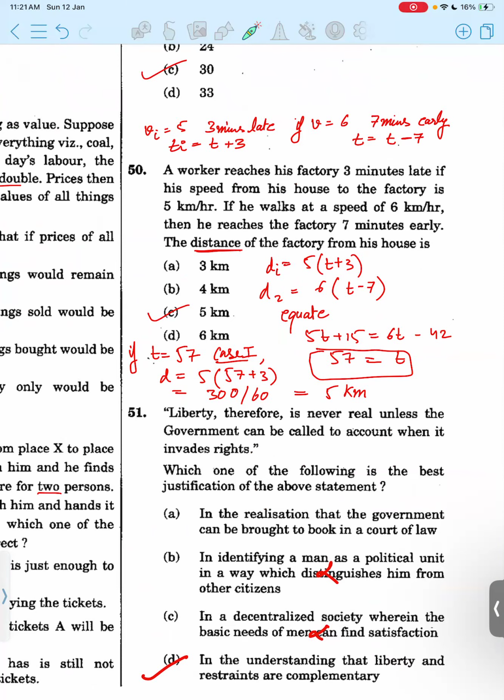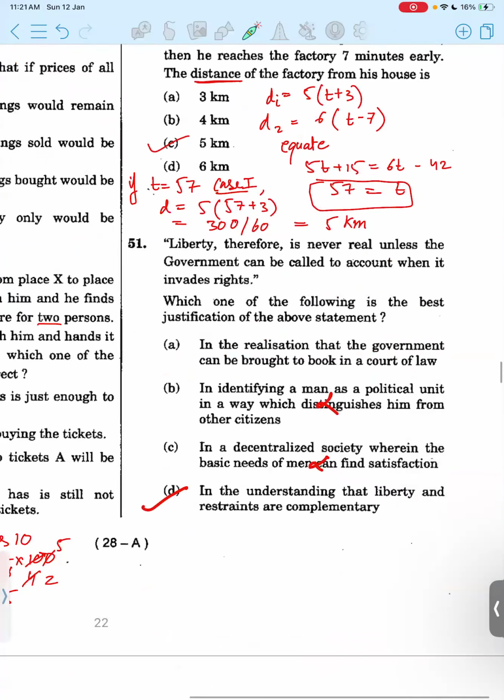Option C. Now we have again a small passage. Liberty therefore is never real unless government can call to account when it invades the rights. So the best justification should be D according to me. Option D.